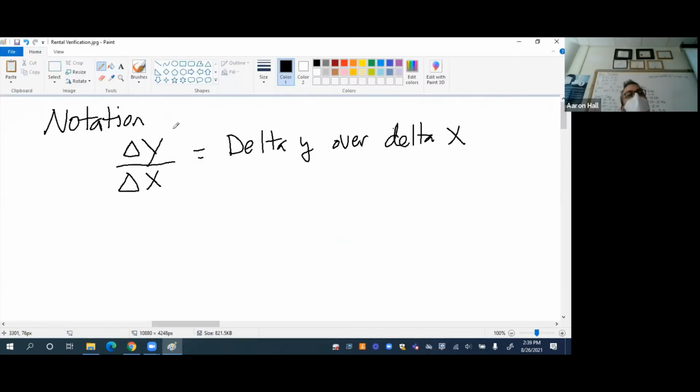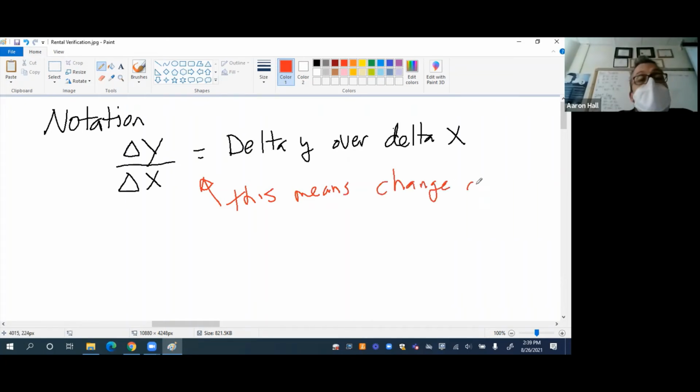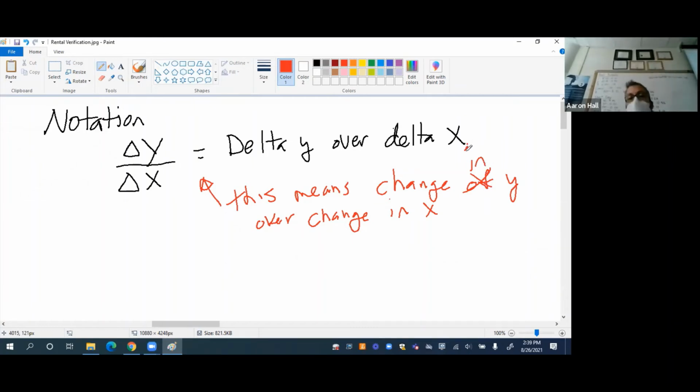So we can read it, right? This says delta y over delta x, but what does it mean? It means change of y over change of x. This means change in y over the change in x.